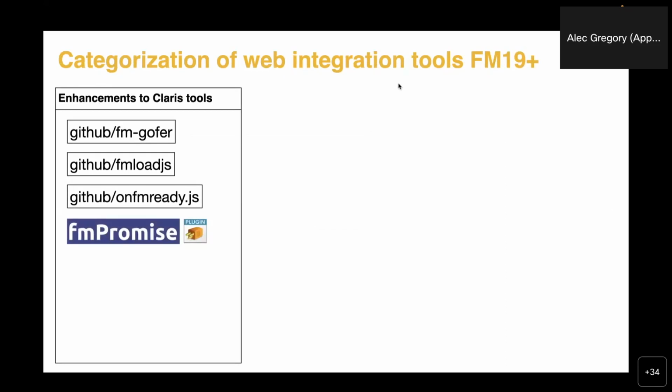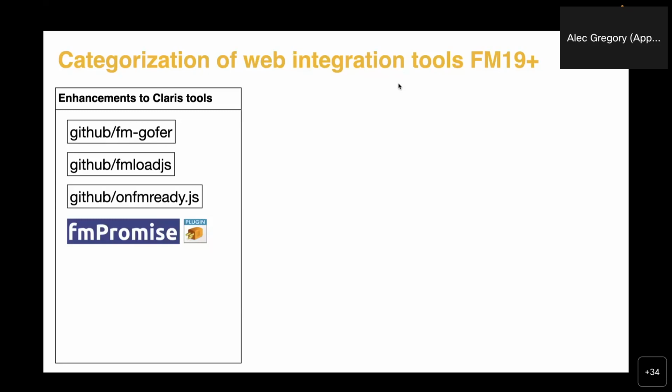So I've split these into three categories. The first thing are the bread and butter enhancements to the Claris tools. A lot of these are code libraries on GitHub. I'm sure I haven't got close to covering them all. These are just ones I have heard about or used in the past. So we have three GitHub repos, FM Gopher, FM Load.js, and FM Ready. They handle mainly getting script results back into JavaScript. FM Promise is the kind of outlier there. It does do that. It's a plugin. It's an open source, free plugin. It also handles running JavaScript in FileMaker, using plugin functions.